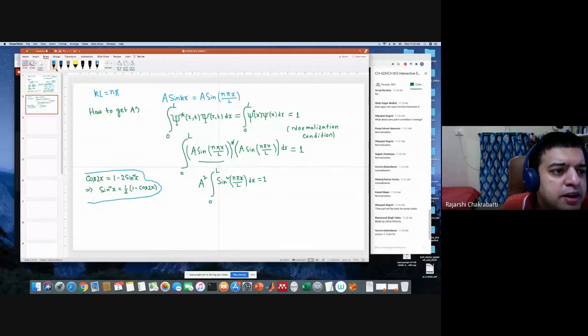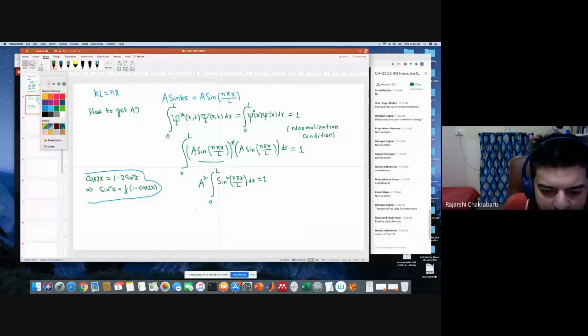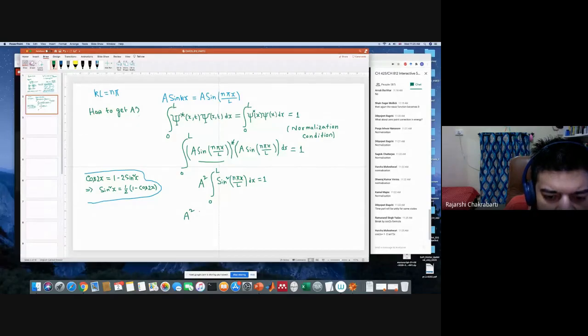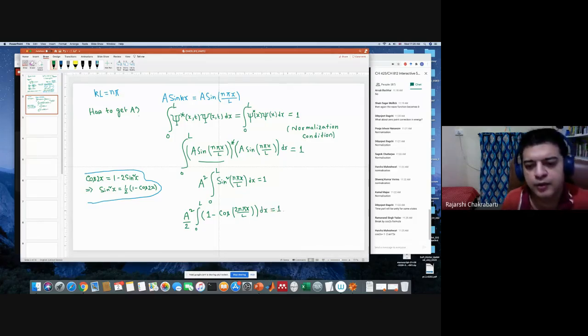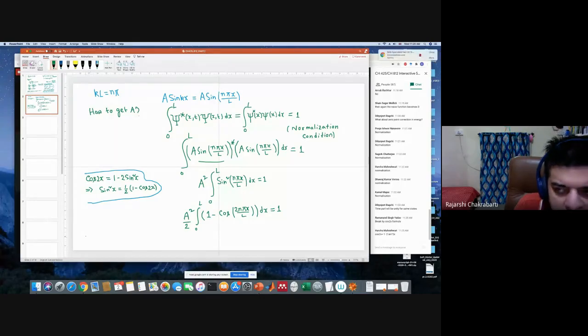And if I use this, what I'm going to get now? I'm going to get a square, and inside the integral I can take half outside. So we are going to get 1 minus cos 2n pi x by L dx. And now we'll evaluate this integral. I'm going to write 1 equals a square by 2. The first part, I just integrate dx from 0 to L, so the first part will give me L.